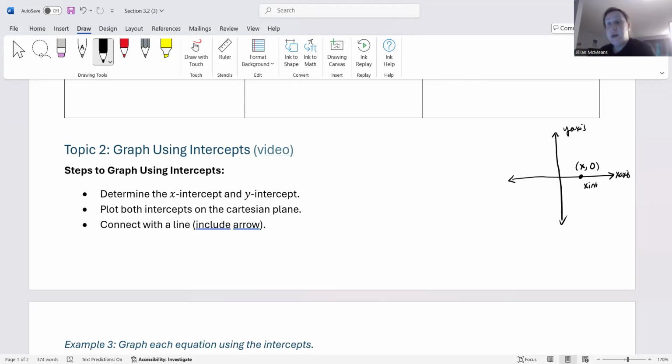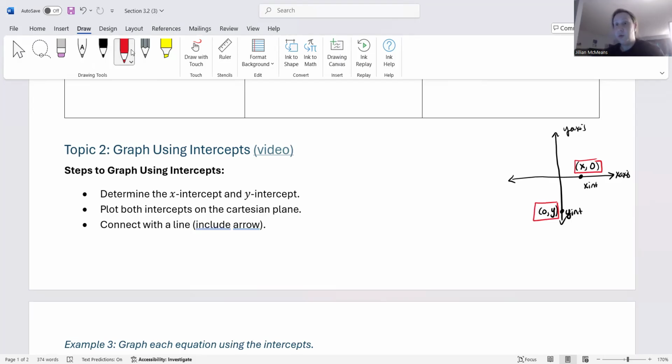Now, if we're looking at a y-intercept, that is some point that lives on the y-axis. So let's say we have a point down here. So this could be a y-intercept. In order to get to this point from the origin, I never move left or right, so my x value has to be 0. And then I move up or down some value for y, so I get some positive or negative value for y. So all x-intercepts are going to be of the form (x, 0) for their ordered pairs. And all y-intercepts are going to be of the form (0, y).